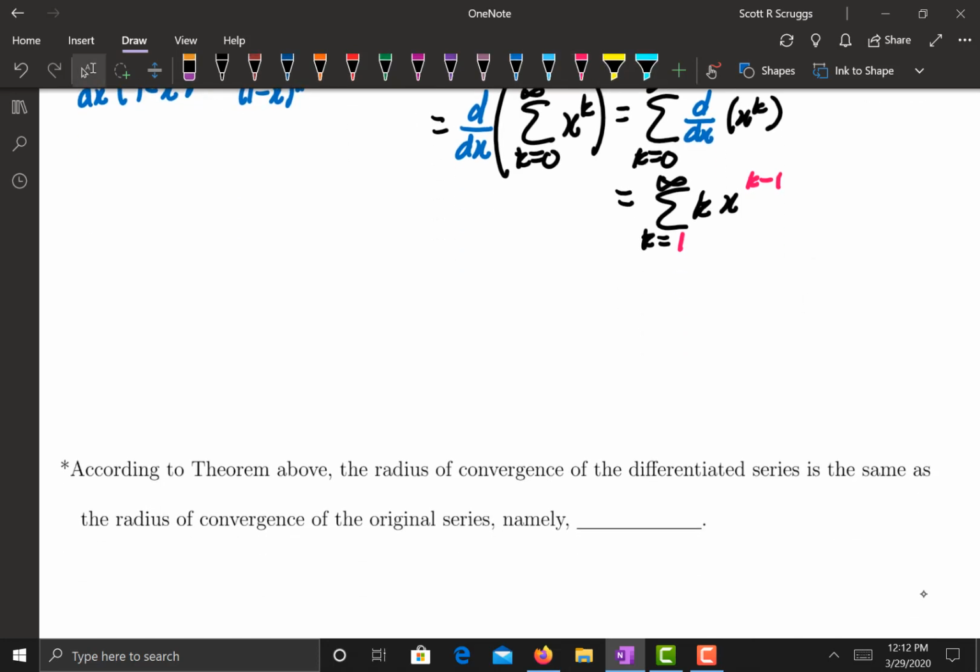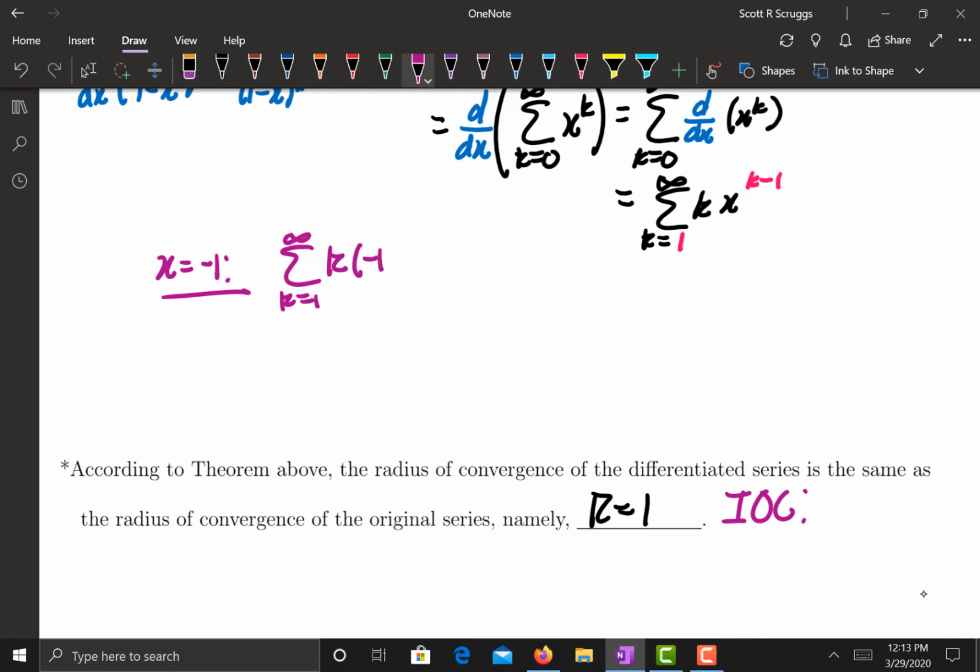And now we still have that the radius of convergence is 1. Let's go ahead and check if the interval of convergence is still the same or not. In this case, let's plug in -1. If I plug in -1, now I have the sum, k goes from 1 to infinity, of k times (-1) to the k minus 1. And this series will diverge by the divergence test.